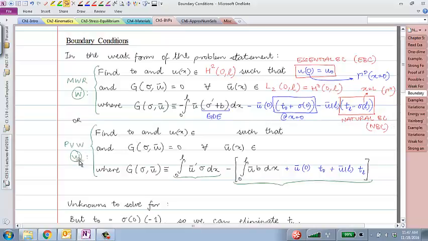And the alternative form, the PVW form of the weak form: find displacement U in the space H1 of 0 to L, such that U0 is equal to the given displacement, such that this entire functional goes to 0 for all virtual displacements in what space? H1, because you can see that virtual displacement also has one derivative on it. So the first derivative must be square integrable.